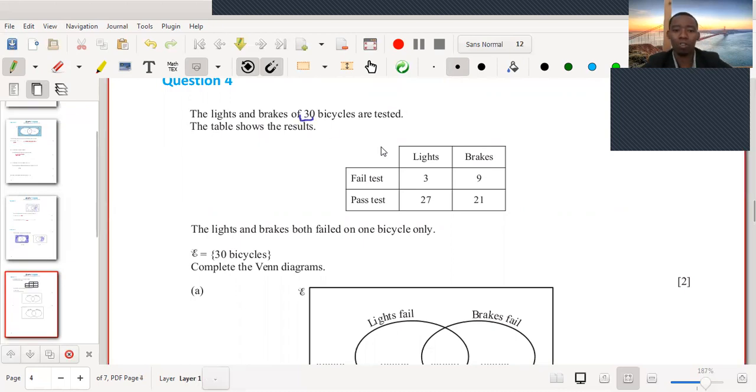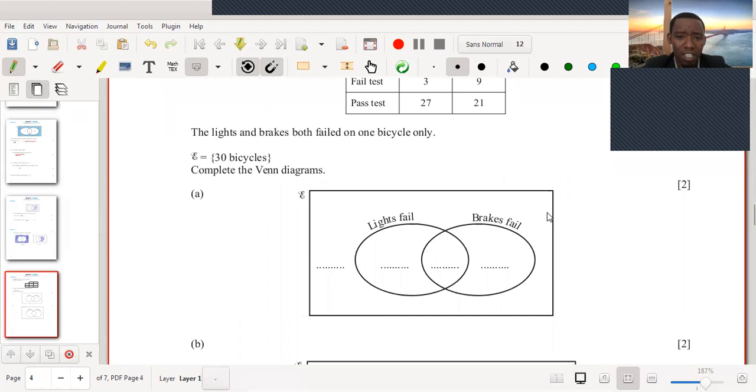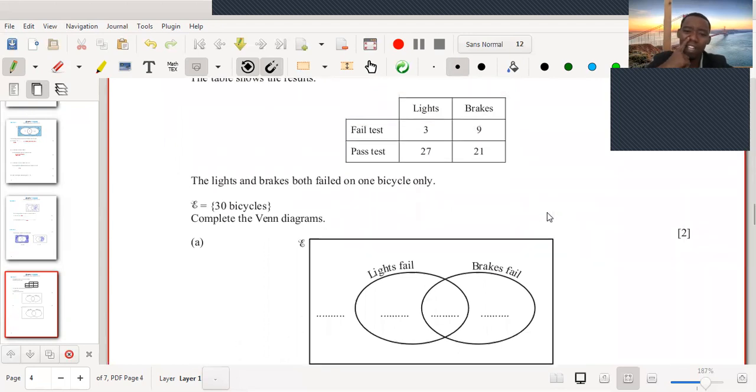30 bicycles. And here we have 27 passed tests and then 21 brakes. Lights and brakes both failed on 1. This is also another very important point. Both failed on 1 bicycle only. They both failed on 1 bicycle. So I put 1 here because they failed. That means light fails and brake fails. I put 1 there.